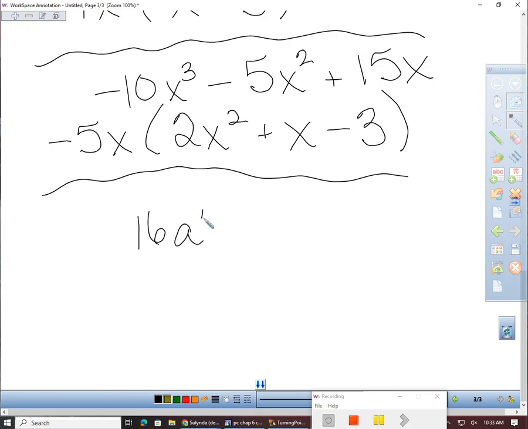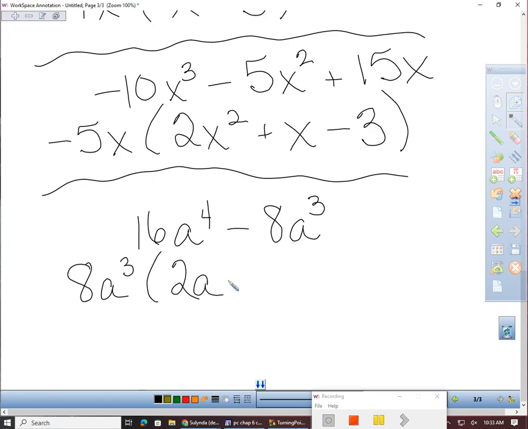16a to the fourth minus 8a to the third. Can we go anything bigger than 2? 8. I think we can take out an 8. All right, how many a's can I take out? 3 of them. Very good. All right. So if I take an 8 out, I'm left with 2. If I take out 3 a's, I'm left with?